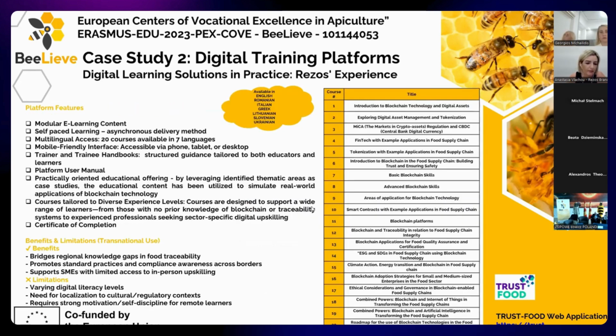So regarding this project, the Trust platform is designed for flexibility, inclusivity, and real-world relevance. Some of the key features included modular e-learning content, allowing learners to focus on specific topics, self-paced asynchronous learning, ideal for working professionals, and multilingual access. We have 20 courses in 7 languages. You can see here a list of the courses and the languages. We have a mobile-friendly interface accessible on any device, comprehensive trainer and trainee handbooks, plus a detailed user manual for people to guide themselves through the platform.